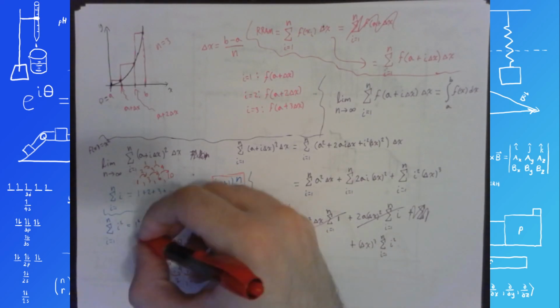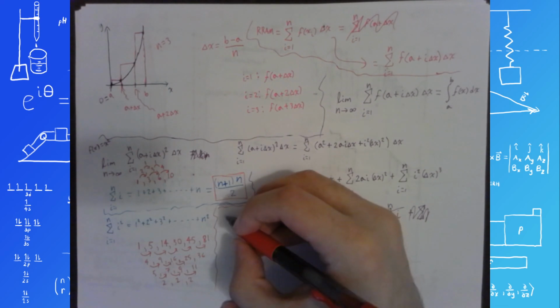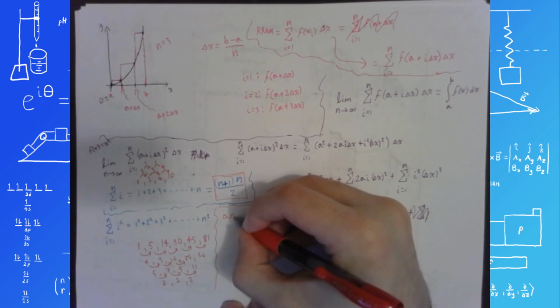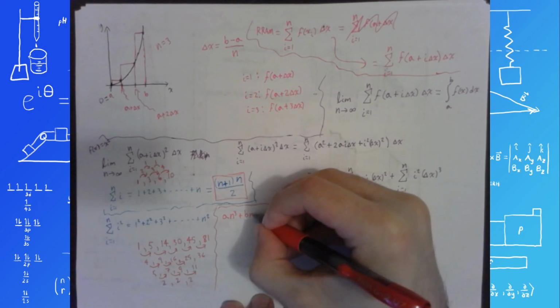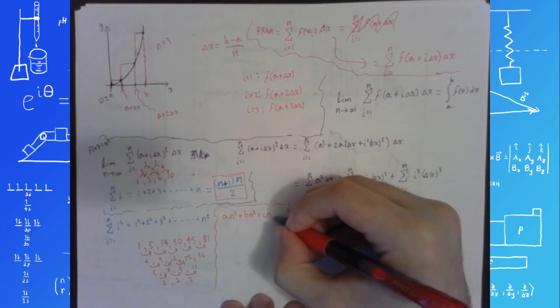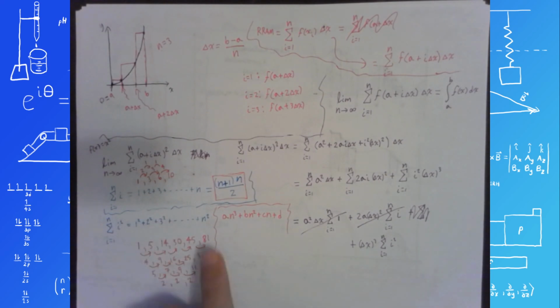So I know that this sum must be some sort of third degree polynomial. So I'm going to express it as a n cubed plus b n squared plus c n plus d. Whatever this sum is, it must be some sort of third degree polynomial. And if we play around with this enough, we can figure out the values of a, b, c, and d.